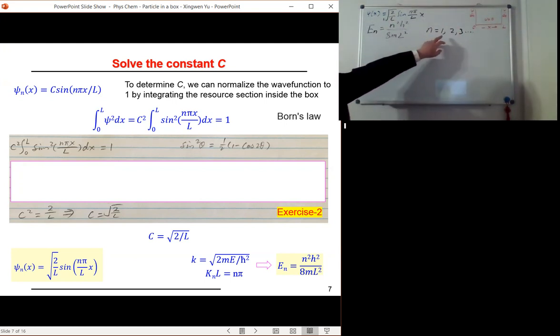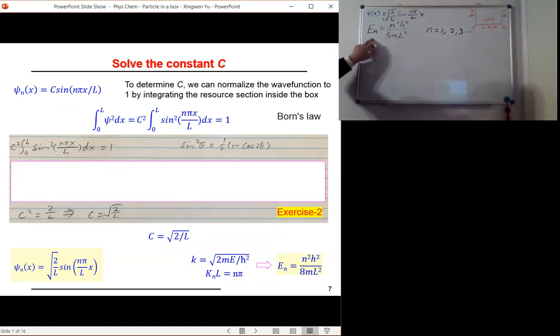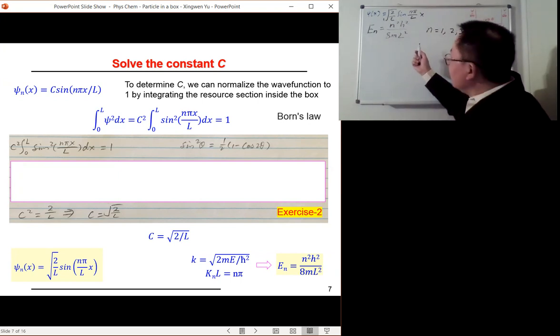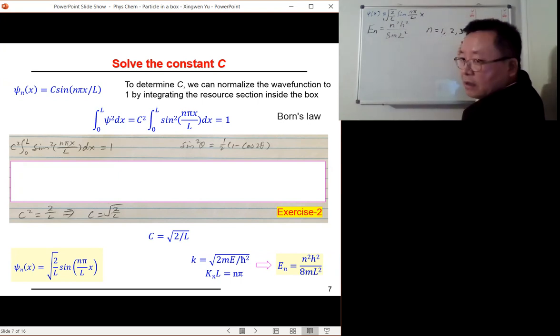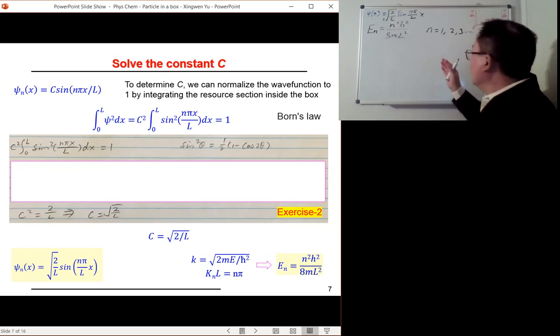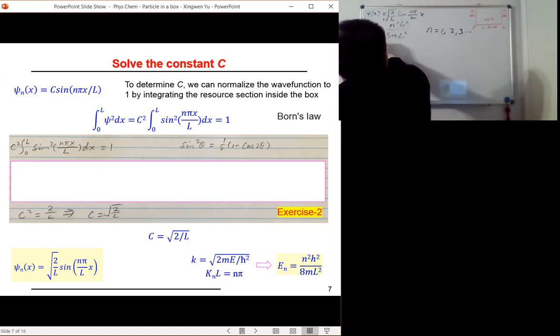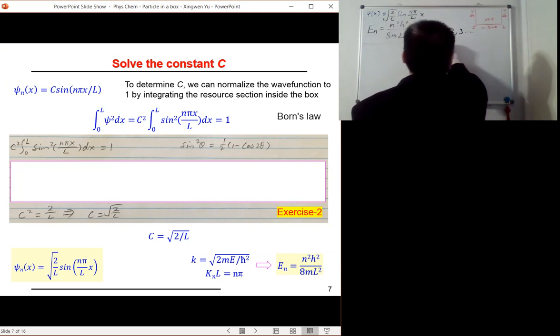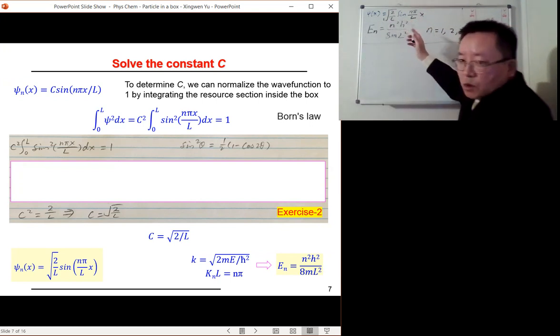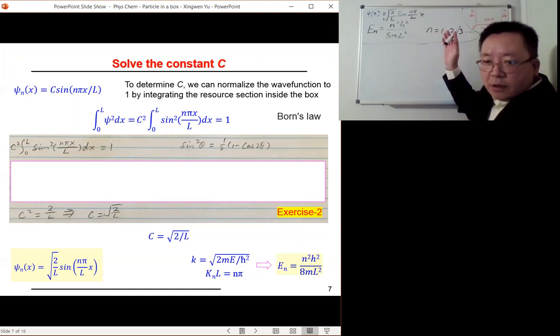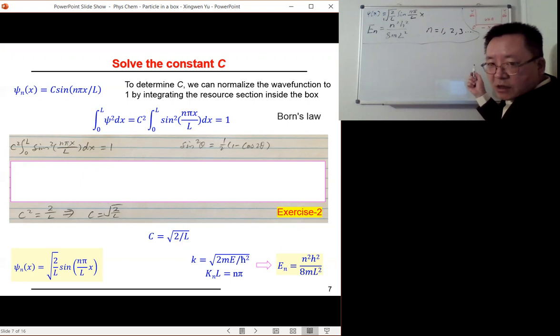Because n is only allowed to be integer numbers, that means the energy level is not continuous. It's quantized, right? Because n is only allowed to be integers, not other numbers. So now we have both the wave function and energy level expressions. Those are the two most important equations for studying the other knowledge of this particle in a box model.